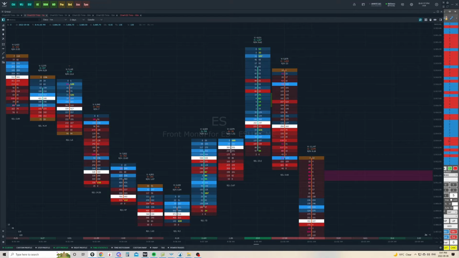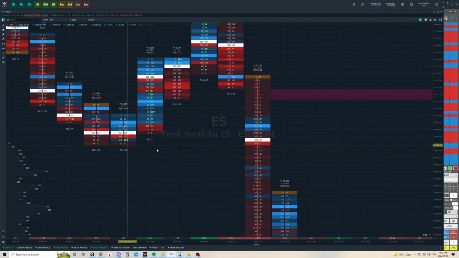We're not. What do we do? We turn around, we completely reverse, and we start printing sell imbalances back to back to back to back. We print sell imbalances until we get back down to these lows. We can see volume picks up into the lows.